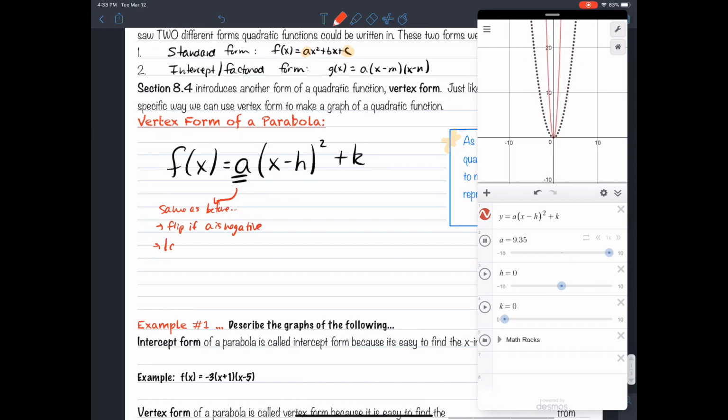And then as we said before, if the absolute value of that number is bigger than 1, that is going to be our vertical stretch. And then if the absolute value of that number is less than 1, that was our vertical shrink. So a is the same thing as it was in standard form. It's the same thing that it is in intercept or factored form. That's why we've used the same letter of a. So I'm going to set a back to 1 so we don't have any stretch or shrink.